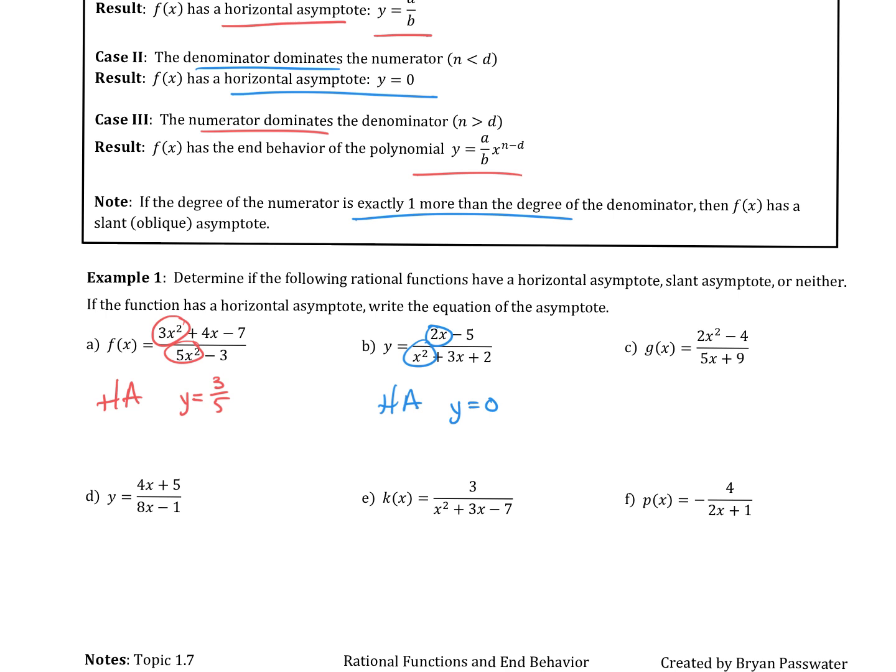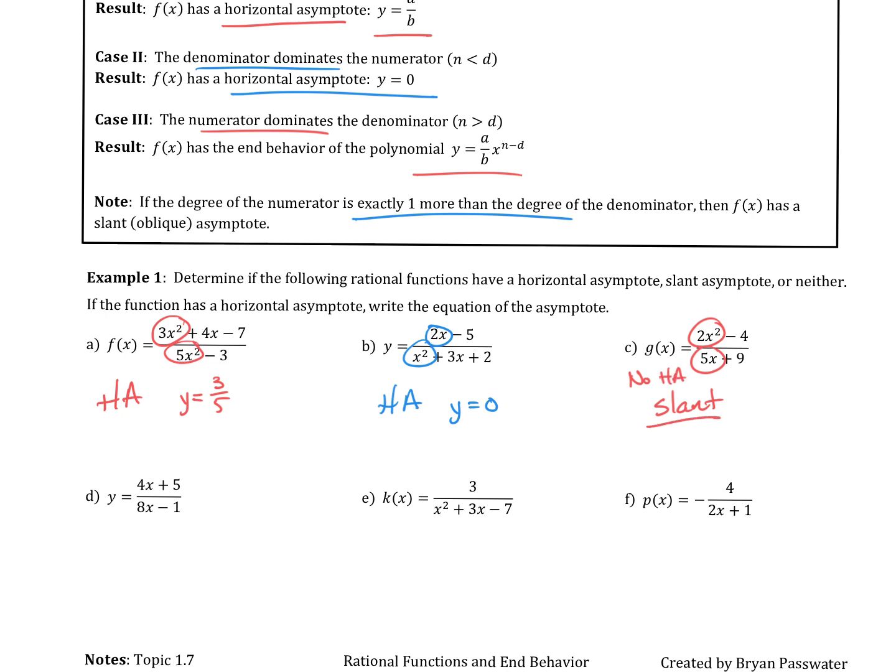All right, let's look at part C. What am I looking at on this one? 2x squared and 5x. So that's my end behavior model. That's what I care about. And so what do we know? Who won? The numerator won. So what do you know? It has an oblique or slant asymptote. So no horizontal asymptote. It has a slant, or oblique, asymptote.